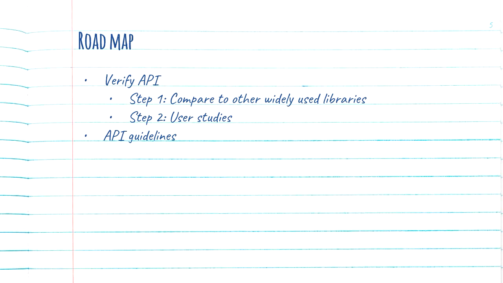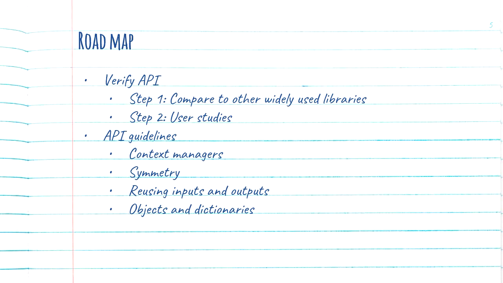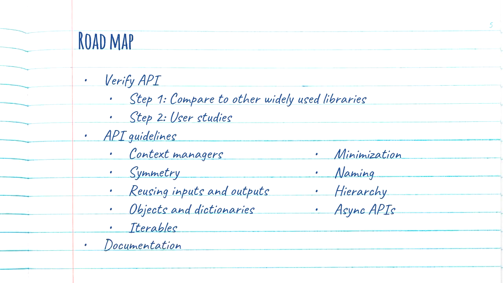If anybody here has any experience with the Microsoft SDKs for Azure, you'll know we have a pretty patchy history in this regard. So I'm hoping that what I'm sharing in terms of guidelines today will help you learn from our mistakes going forward. Some of the things we'll cover: context managers, symmetry in APIs, and reusing inputs and outputs, objects versus dictionaries, iterables, minimizing our API and our method signatures, naming, object model hierarchies, and if we have some time, I'm not sure, at the end, async APIs. We'll also touch on documentation, and then we'll summarize it at the end.